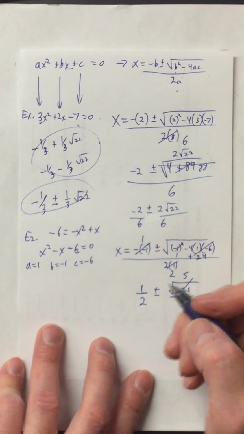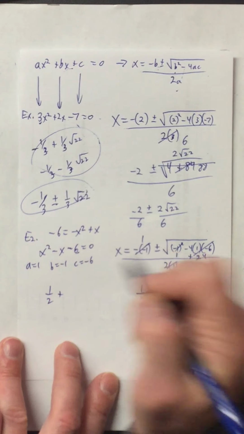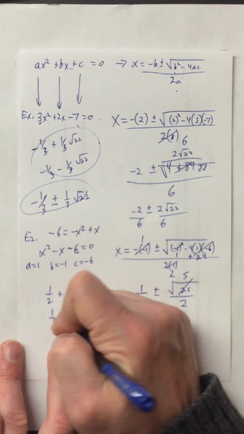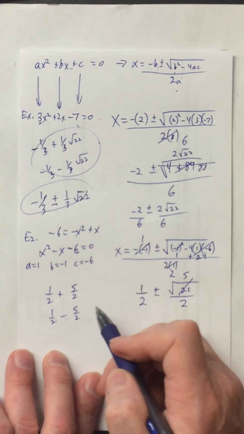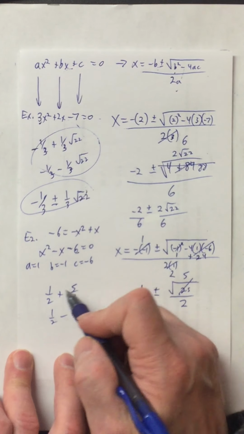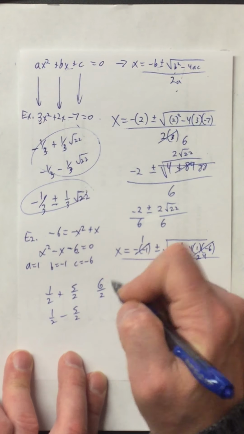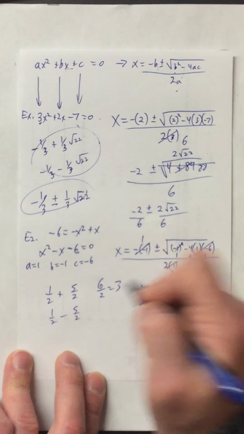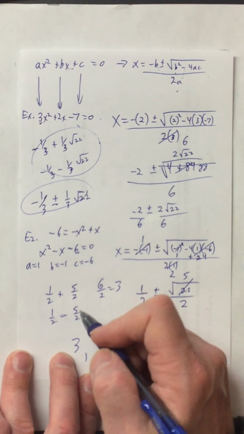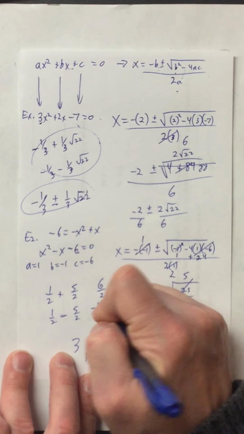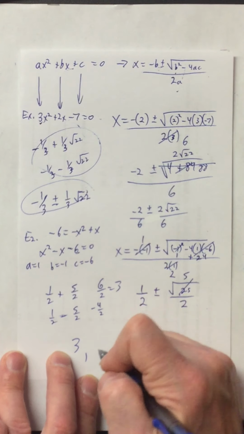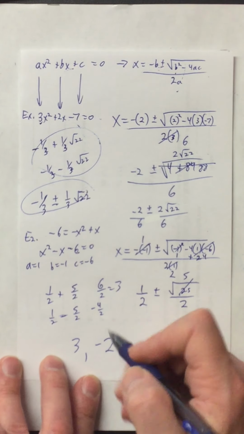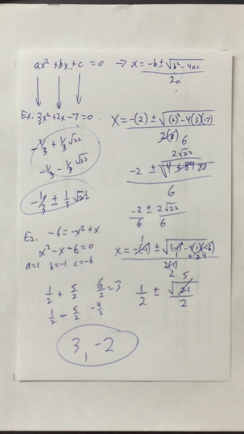So now I have this. So basically I have 1/2 plus 5 over 2 and 1/2 minus 5 over 2. So I can keep going with this one here. This gives me 6 over 2, which is an answer of 3. So 3 is an answer, and then this one here gives me -4 over 2, which gives me an answer of -2 as my 2 answers for example number 2.